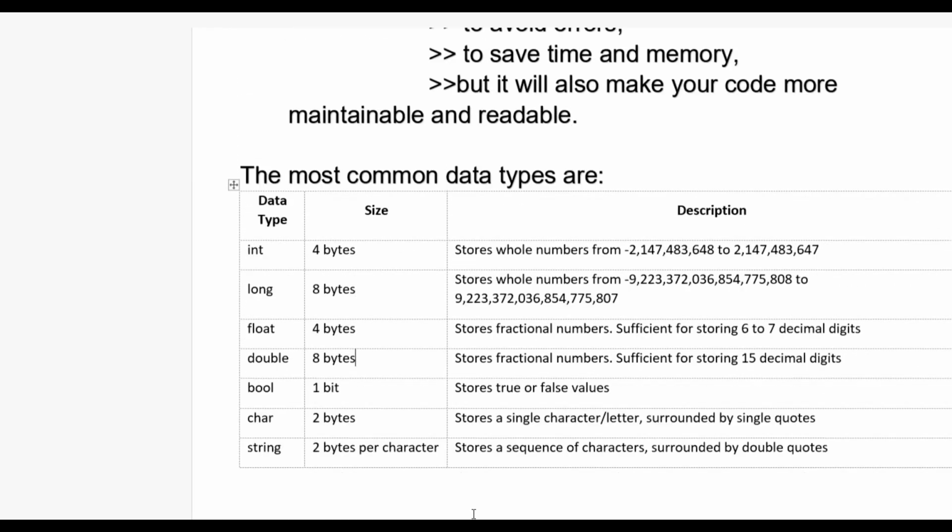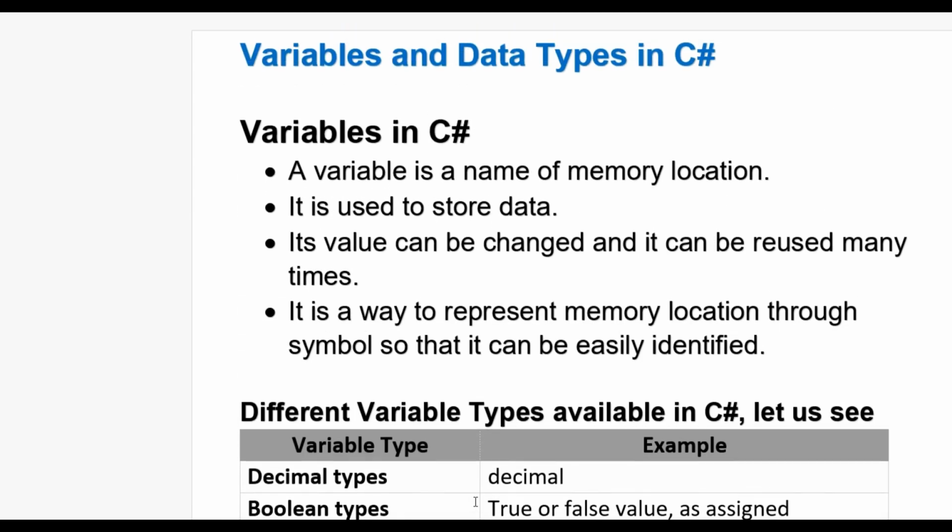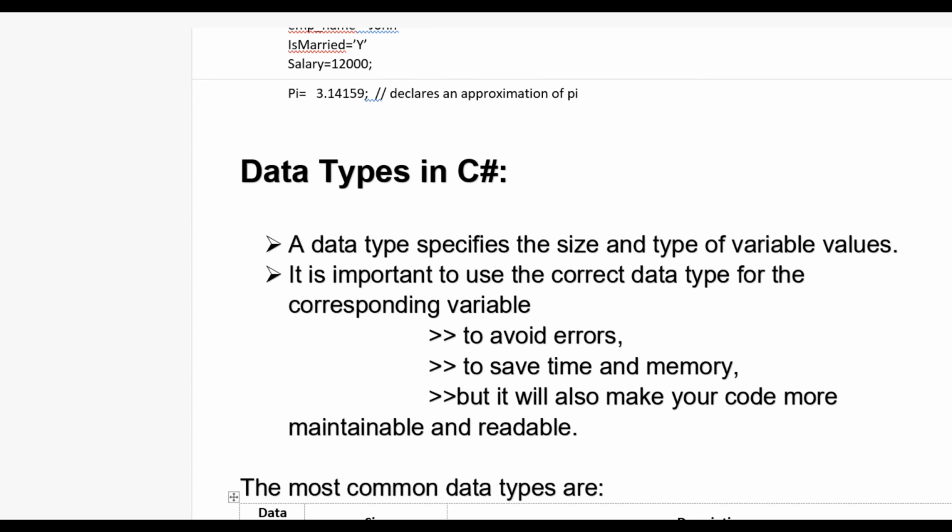So that's how we learned variables and data types in C#. In the next video we will cover types of variables like local and public.